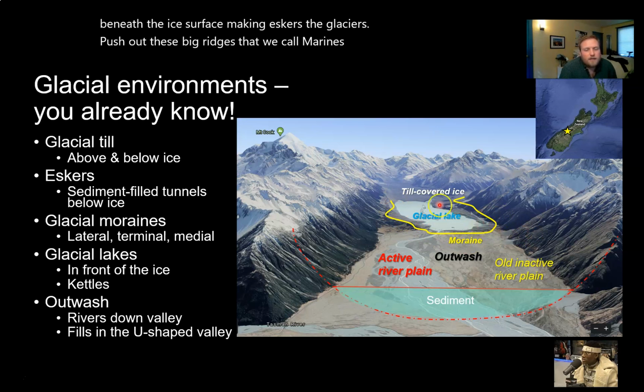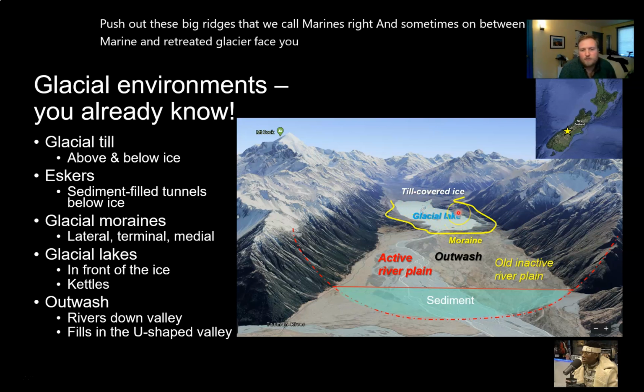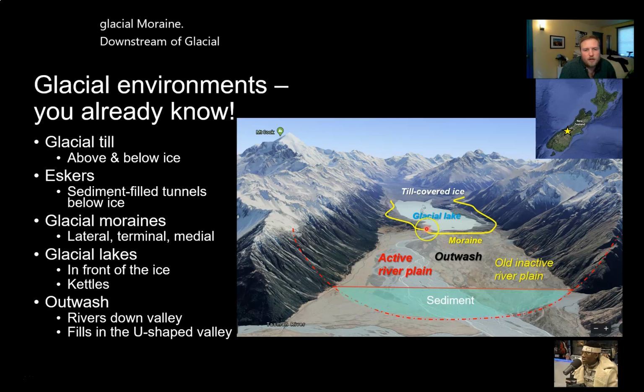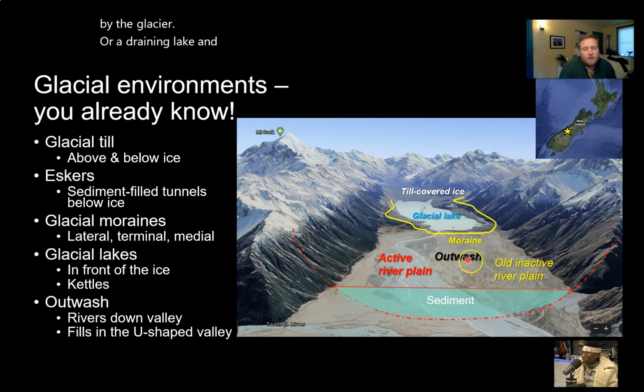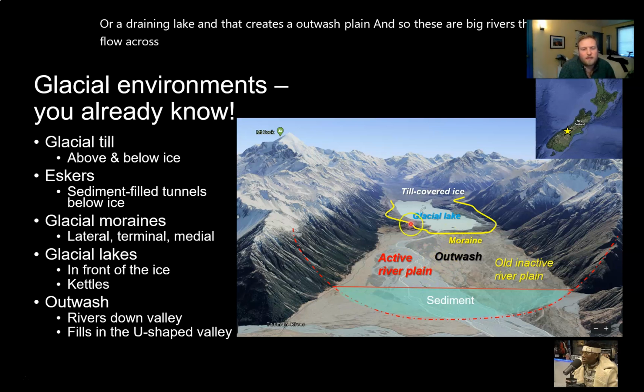And sometimes between a moraine and a retreated glacier face, you get a glacial lake, or possibly in front of the glacial moraine. Downstream of a glacial moraine, there's a bunch of meltwater being produced by the glacier or a draining lake, and that creates an outwash plain. And so these are big rivers that flow across the landscape, transporting sediment that was ground up by those glaciers.